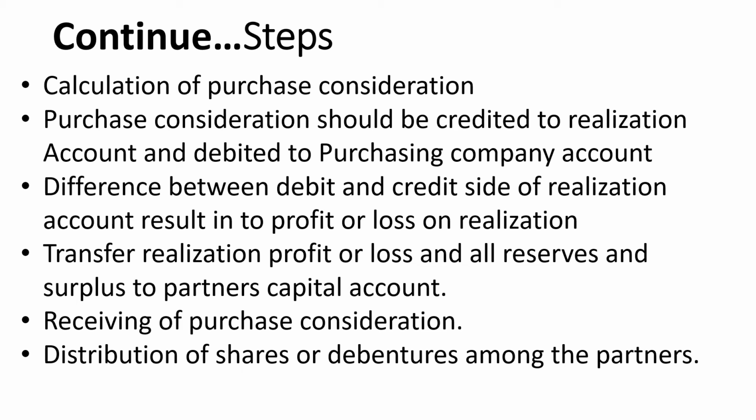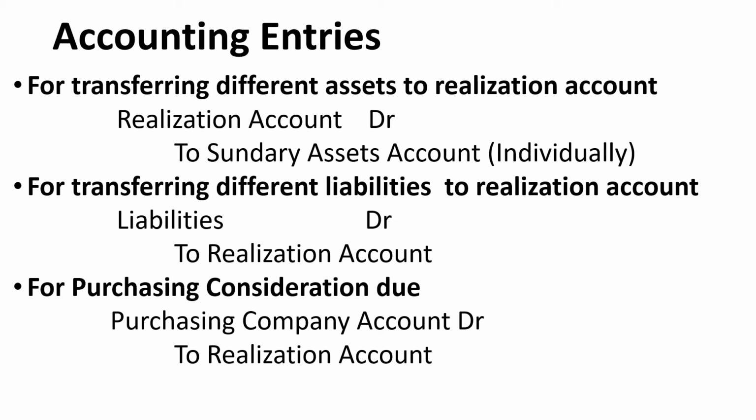So during closing of the realization account, if the credit side is more than the debit side, we identify profit on realization. If the debit side is more than the credit side, it is realization loss. After this, we have to transfer whether it is profit or loss on realization. Apart from this, reserves and surpluses we have to transfer to the partners' capital accounts based on the profit sharing ratio. As well, we have to receive whatever purchase price is calculated from the purchasing company. The purchase consideration can be made in the form of shares, debentures, as well as cash. So we'll see what accounting entries have to be recorded.